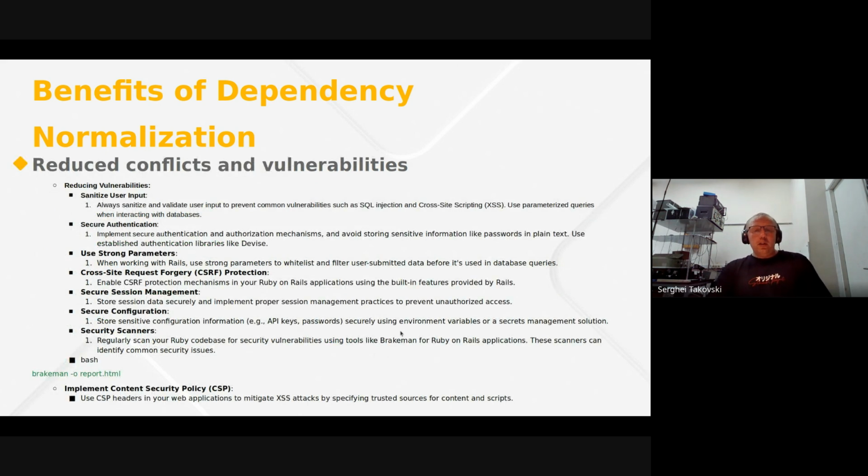So, about vulnerabilities, you know CSRF, session management, secure configuration, security scanning. To understand how to scan for these, I think Brakeman is a good idea. But Brakeman is not the only option. We have a lot of different standalone utilities to understand what we will face. For example, SonarQube. If you know about this, maybe you know about this.